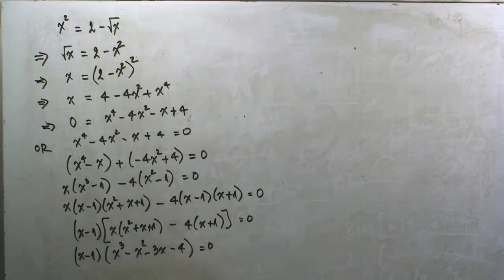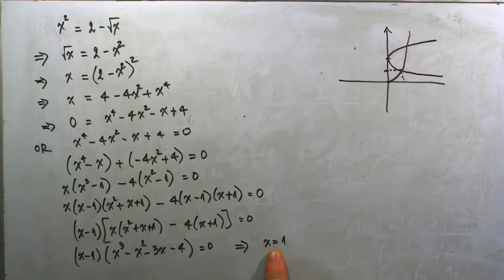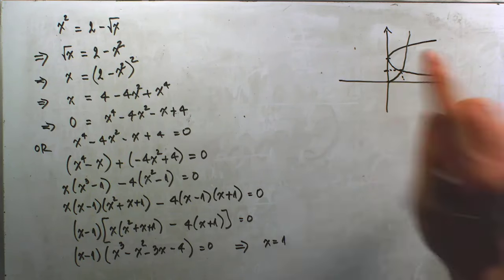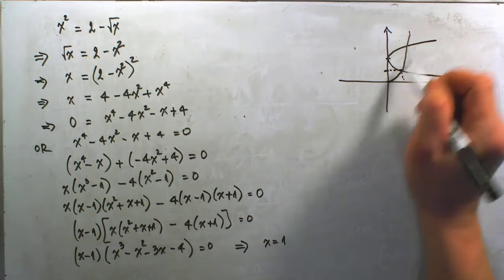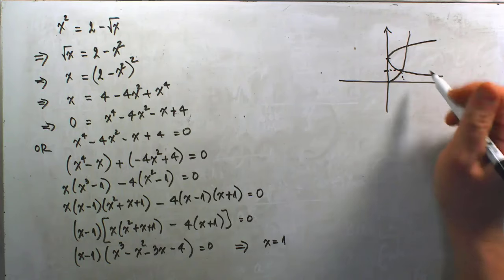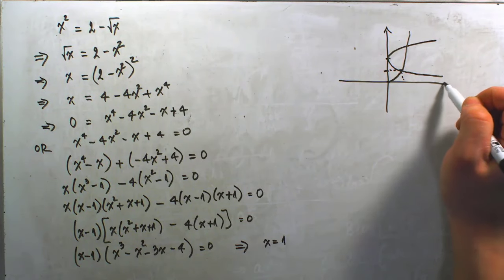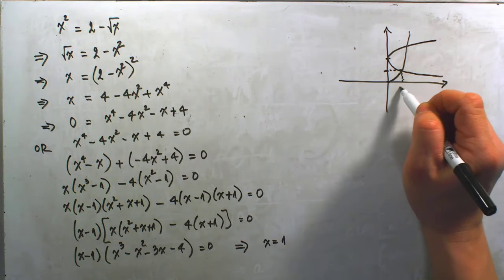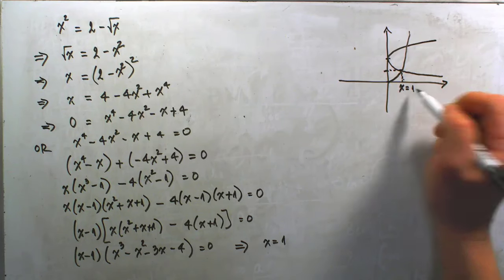And so immediately, right from this factor form, without any need to factor this other factor any further, right here we have found that x equals 1 is one of the solutions. And this indeed is consistent with this point right here where the two graphs are crossing each other in terms of the x value. So that should be x equals 1 here.